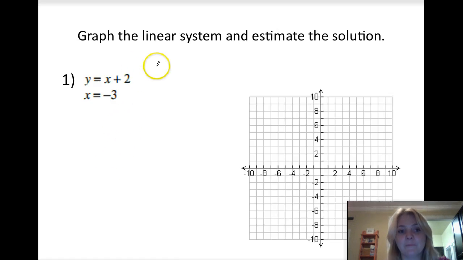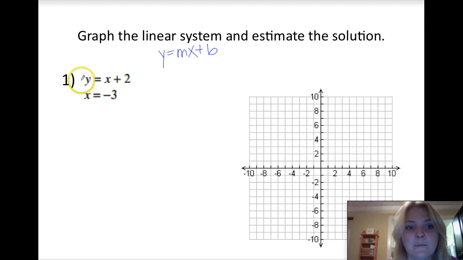Our first example, we have y equals x plus 2 and x equals negative 3. So we're going to graph the linear system and estimate the solution. So we'll be looking for their point of intersection. Now we're going to be graphing everything in slope-intercept form, so y equals mx plus b. Now the first equation is already in slope-intercept form. Our slope, the coefficient of x, is 1. We'll think of that as 1 over 1. And our y-intercept is at 2.